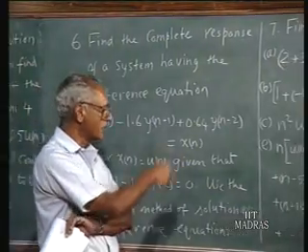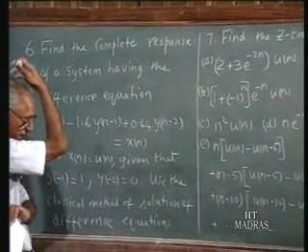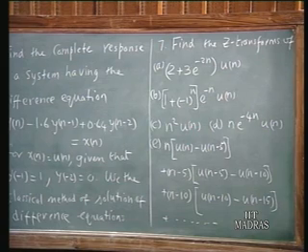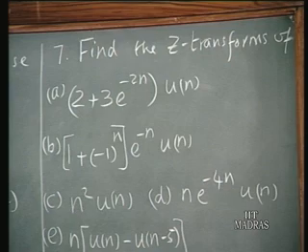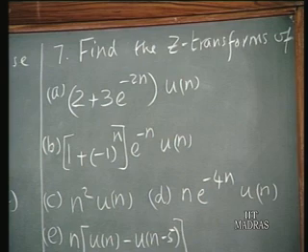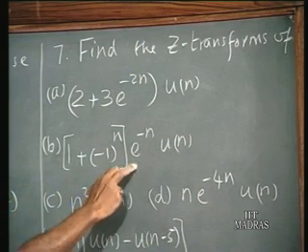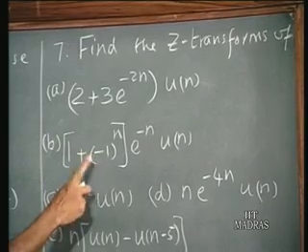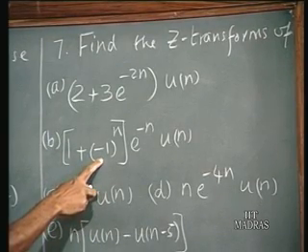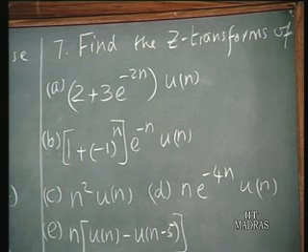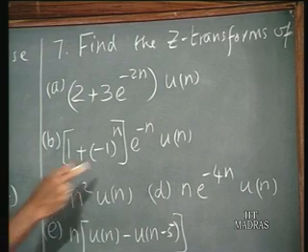Seventh question is, you are given a sequence of discrete time functions, find out the Z transforms: a, 2 plus 3 e to the power of minus 2n all multiplying un; b, 1 plus minus 1 raised to the power of n, e to the power of minus n, un. That means alternately this will be plus 1 and minus 1. When this is minus 1, this whole thing becomes 0. When this is plus 1, this becomes 2. So you get alternate samples. 1 plus minus 1 raised to the power of n, whole thing multiplying e to the power of minus n un.